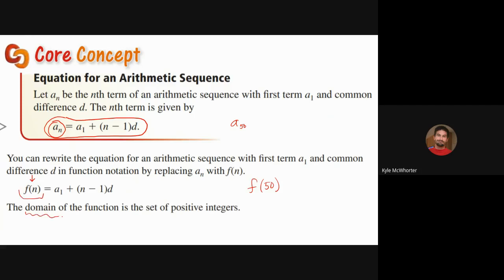And now, considering it a function, the domain is the set of positive integers. Because if you think about it, for an arithmetic sequence, the only values that n can have are term numbers: the first term, second term, third term. So only whole numbers, right? So the set of positive integers.